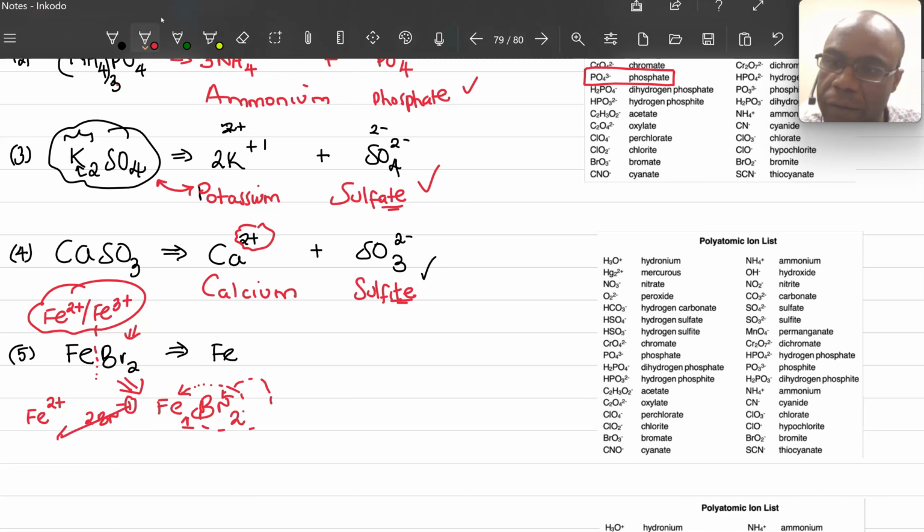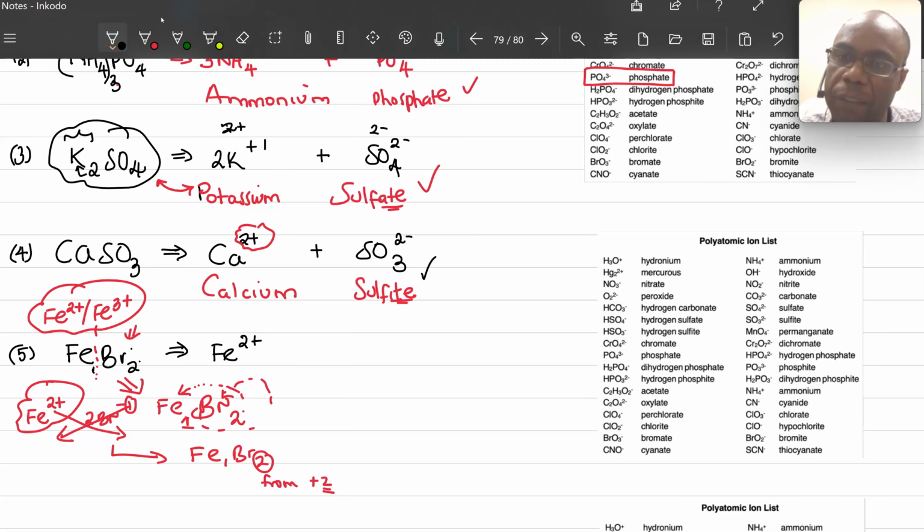We cross it down to the iron. This one, we cross it down to the bromine. Then the formula will be FeBr2. These two came from the +2, that 2. So that's how we know, by working in reverse, that we are dealing with iron 2. So this will be Fe2+.